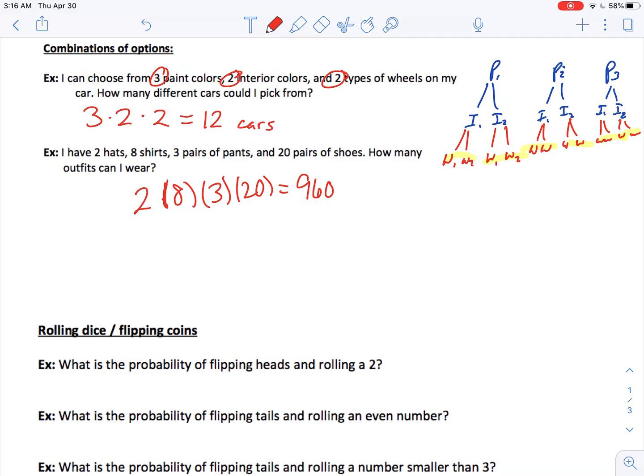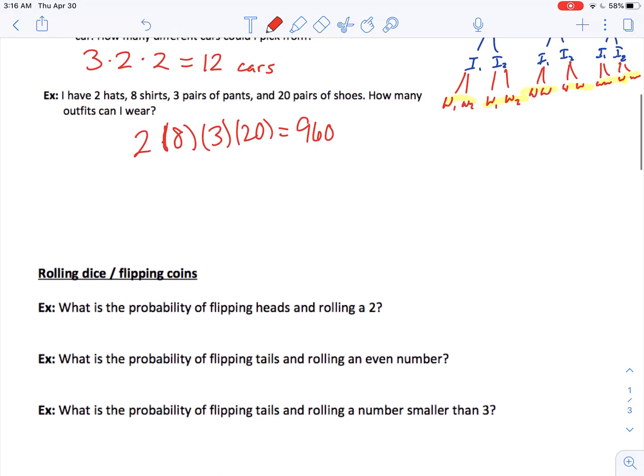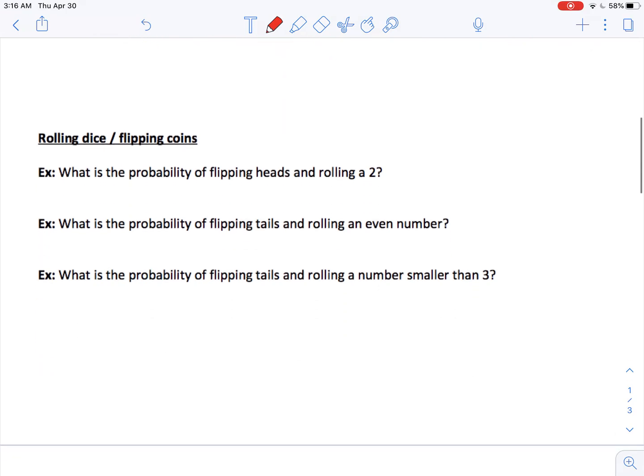Just to get some basic probability down, let's talk about rolling dice and flipping coins again. So, what's the probability of flipping a heads? Well, that's 1 out of 2. And rolling a 2 on a die, well, 2 is my only option I really want. So it's 1 option out of 6 sides on a die. And we're doing the same thing here. We're just multiplying these together. So I get 1/12.